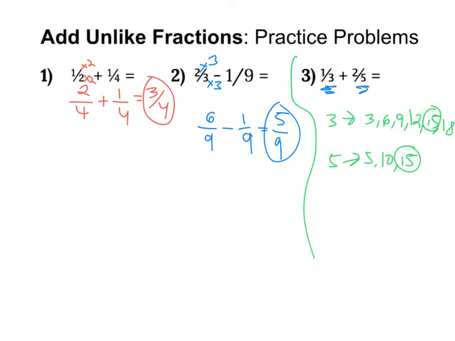All right, so for 1/3, I know that I'm gonna have to multiply 3 times 5. And whatever I do to the bottom, I have to do to the top. So 1 times 5, and that's going to give me 5 in my numerator, 5/15.